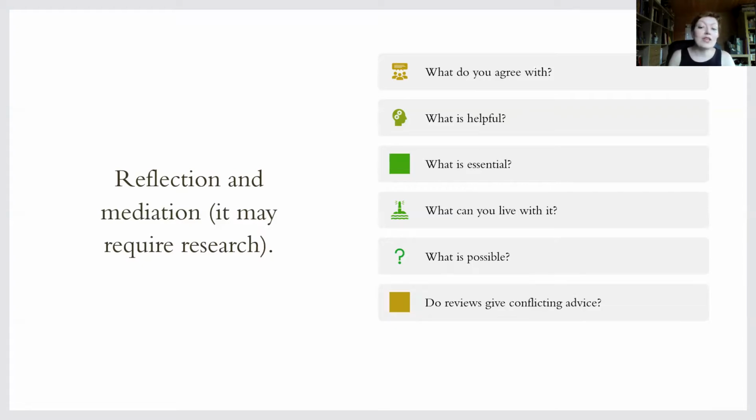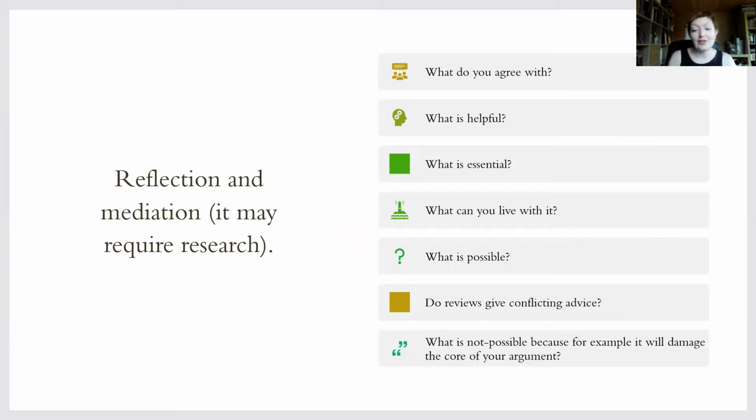Do reviewers give conflicting advice? And this will happen more often than you think. You may read, for example, the third paragraph of the introduction should be cut as it does not contribute anything to the discussion. Reviewer 1. Reviewer 2 will say, paragraph 3 in the introduction is particularly interesting and it should be expanded as it gives insight. What do you do? I will speak about it in a second. For now, highlight if there is any conflicting advice.